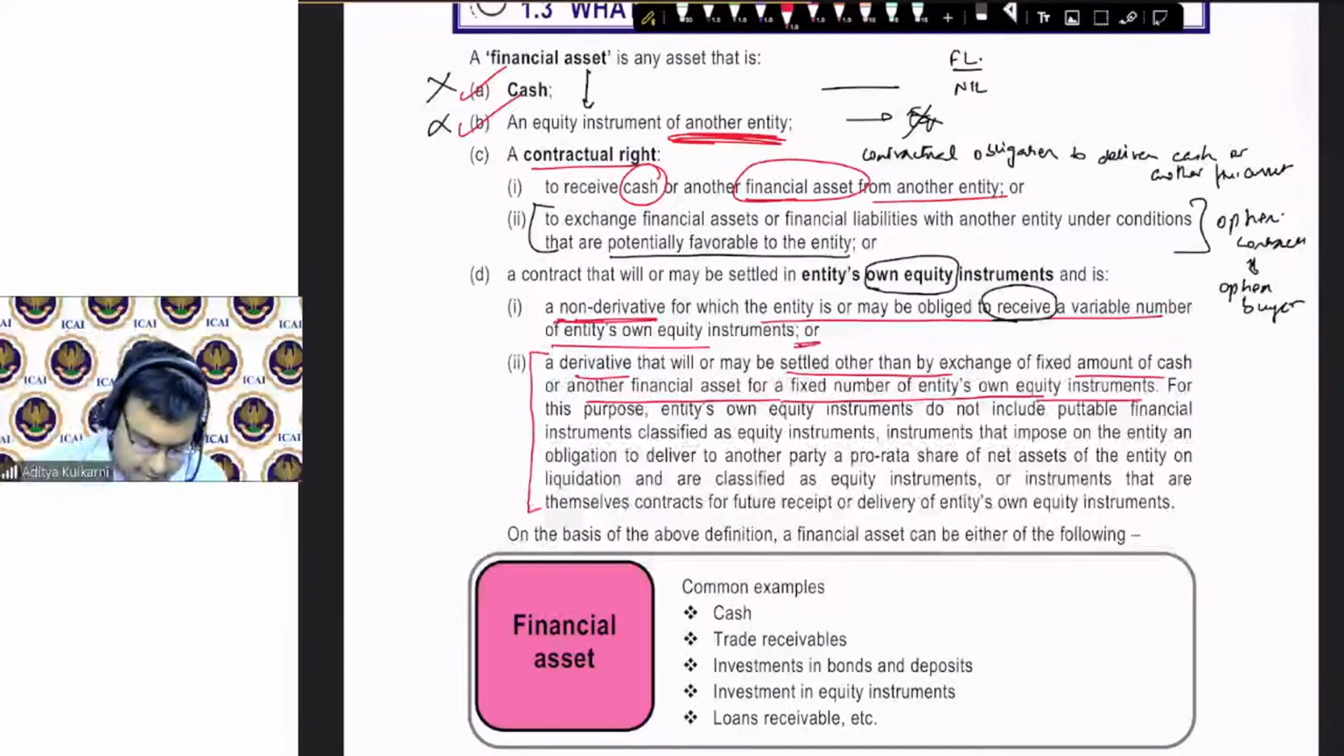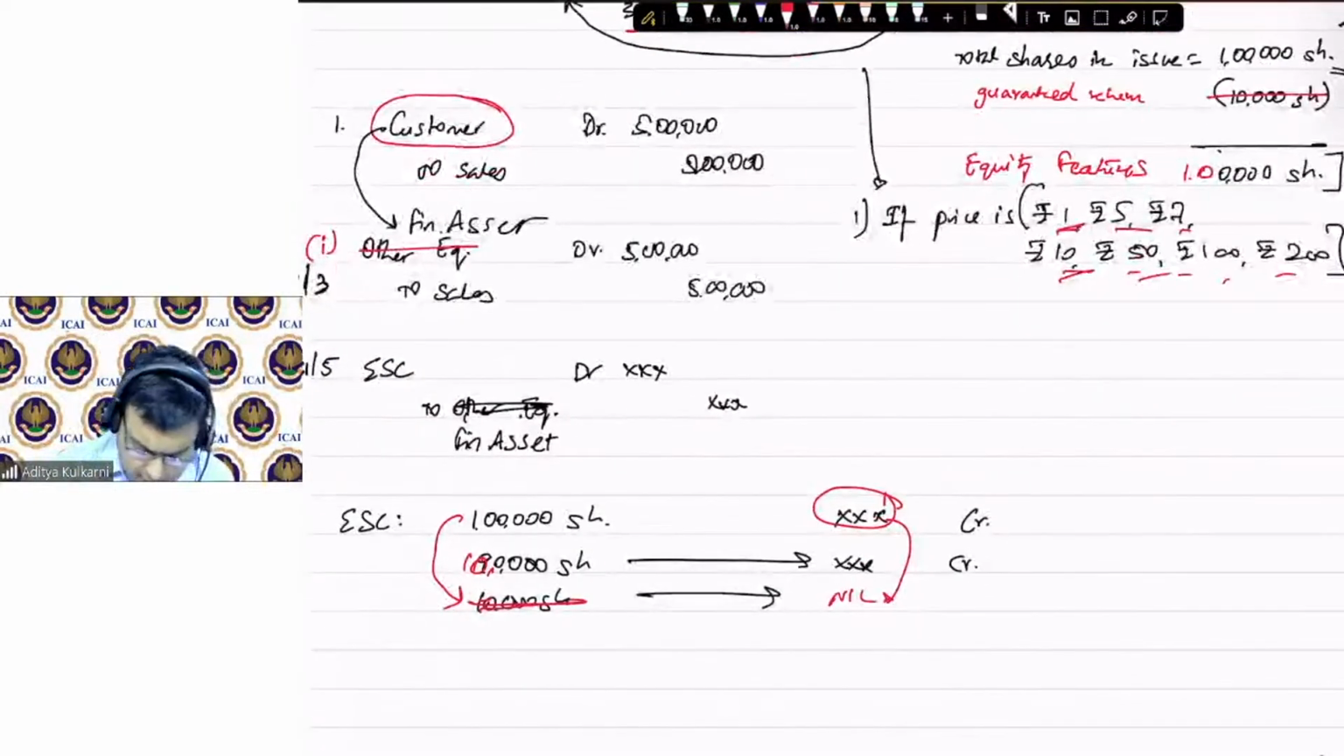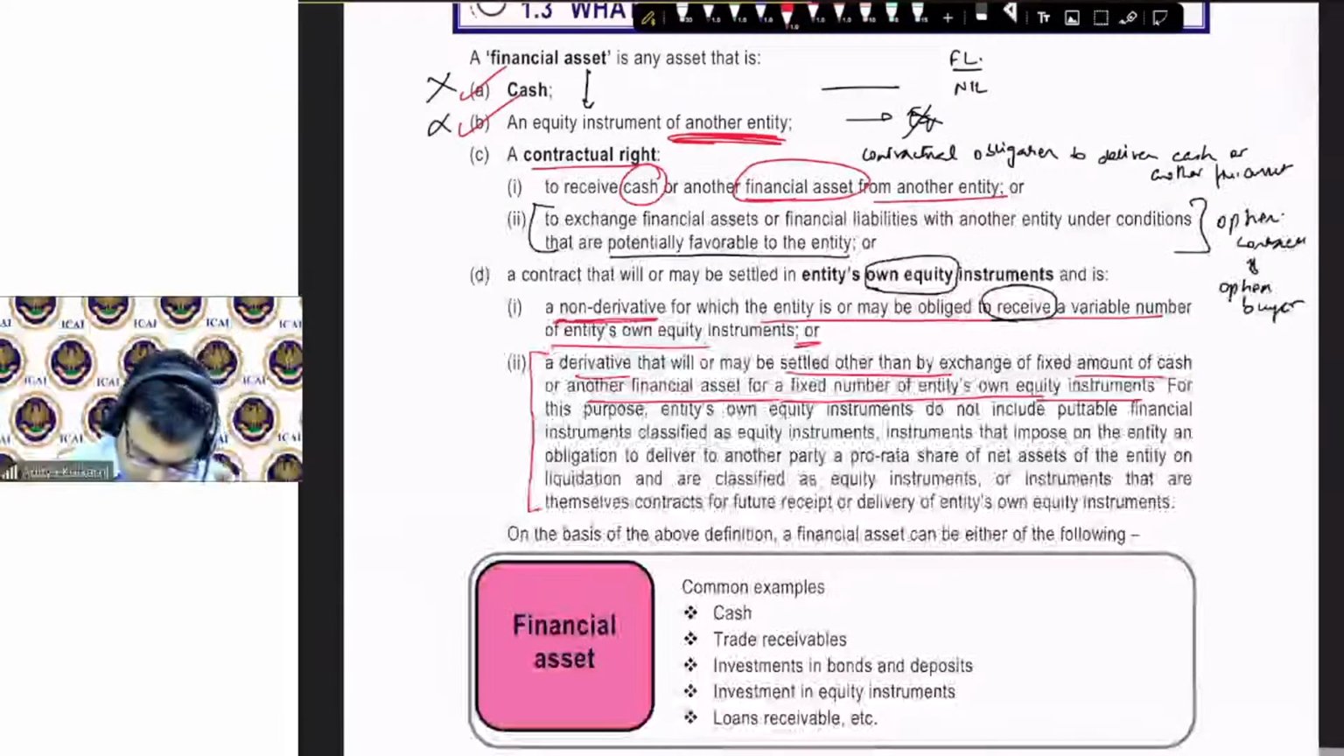How will the entity record receipt of shares? Depends. Equity share capital, entire 10,000 will be bought back. So 10,000 into face value will be debited. Then we will credit the financial asset or other equity as the case may be. The difference is your surplus on buyback or loss on buyback, which we will adjust in the reserves. All right, so that takes care of the first part of this D1. So we have discussed C1, C2, D1.